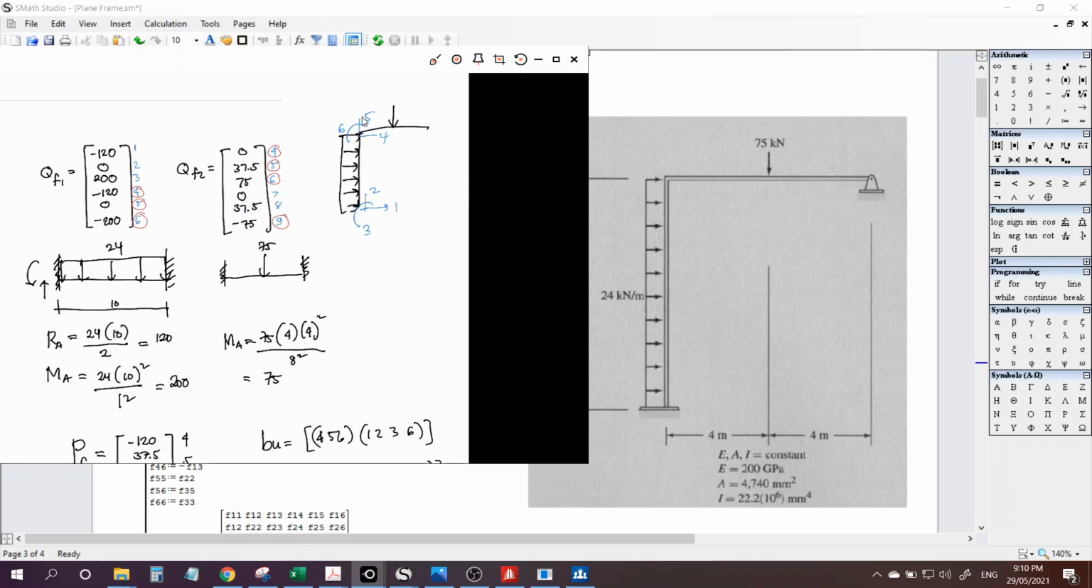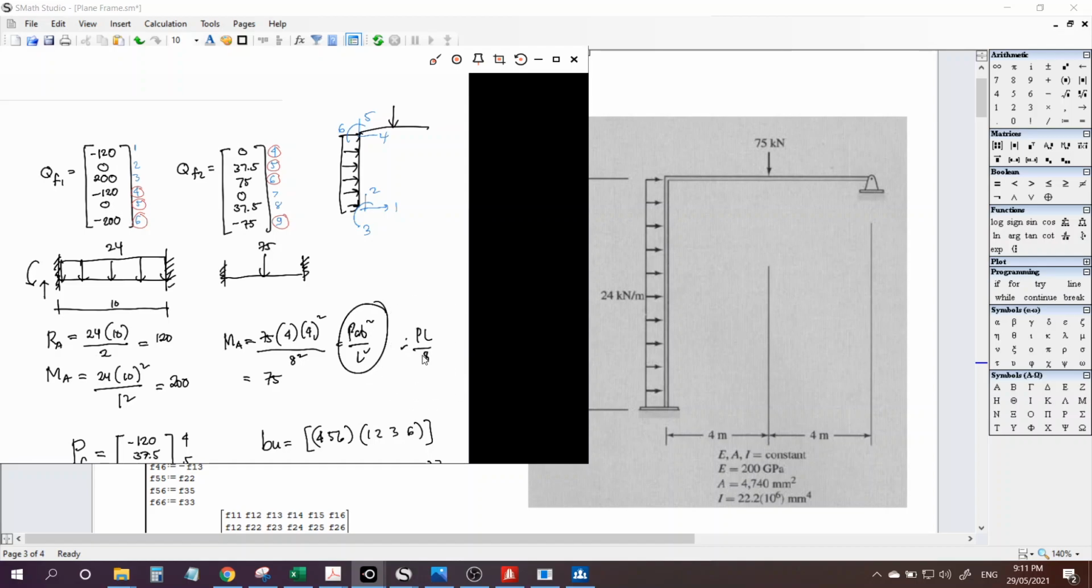Okay, next is for member 2. We have 75 kilonewton acting on the midspan. So basically, of course, 75 divided by 2 is 37.5, while the moment is PAB squared over L squared. That's the formula, or PBA squared over L squared for the other end. Since this is midspan, you can just use PL over 8.